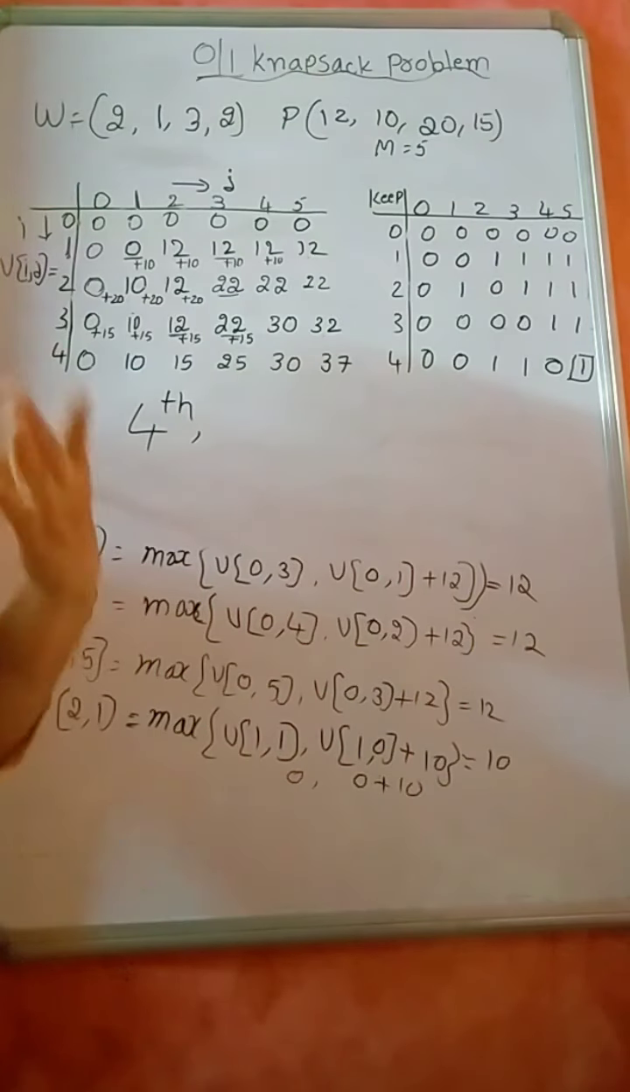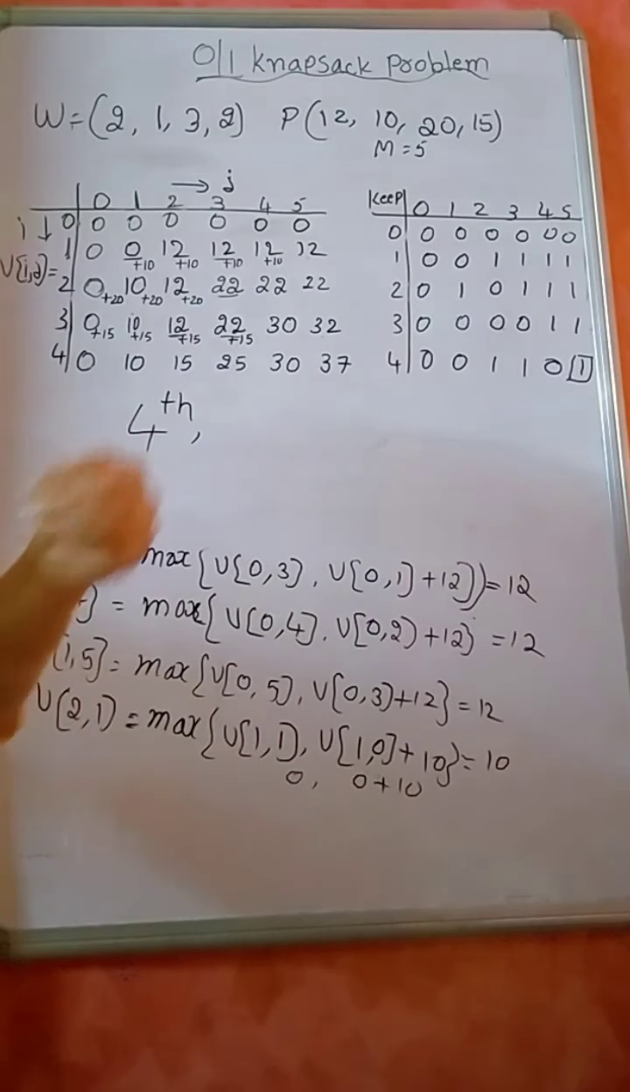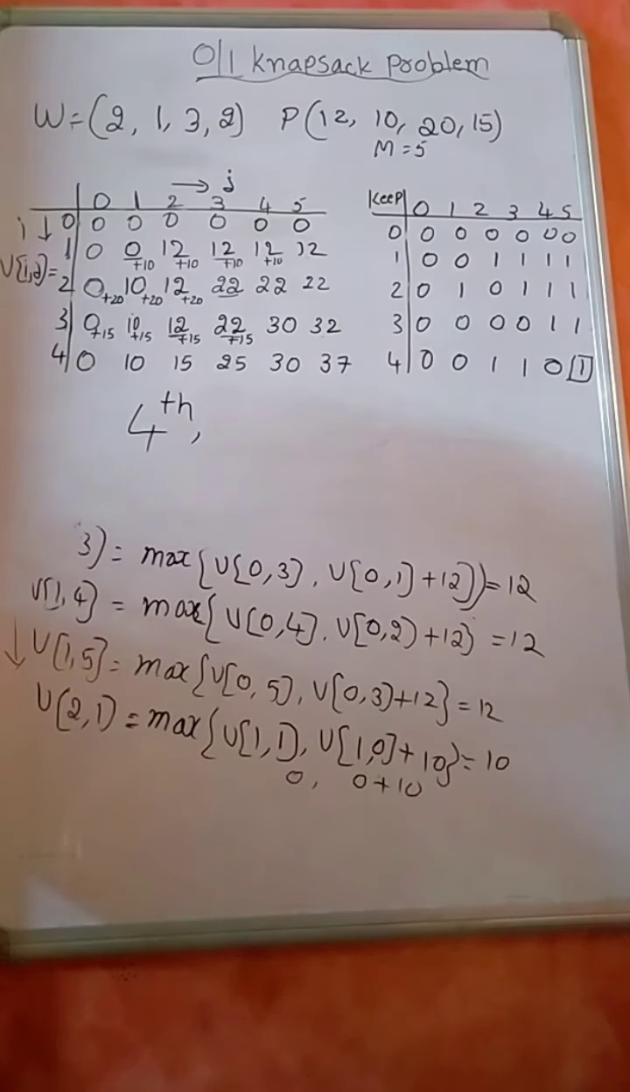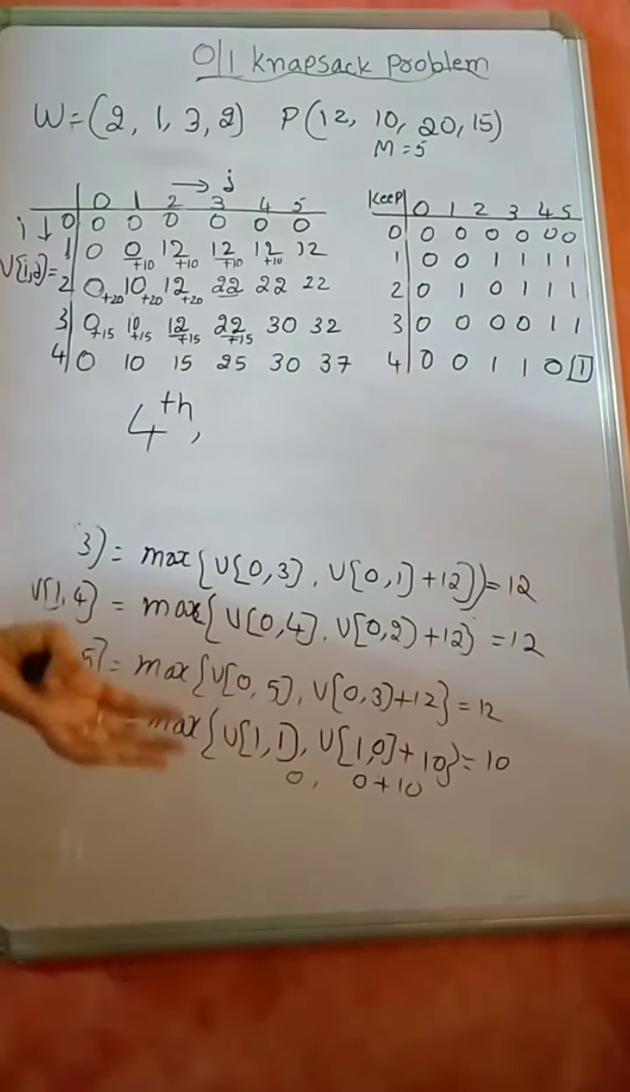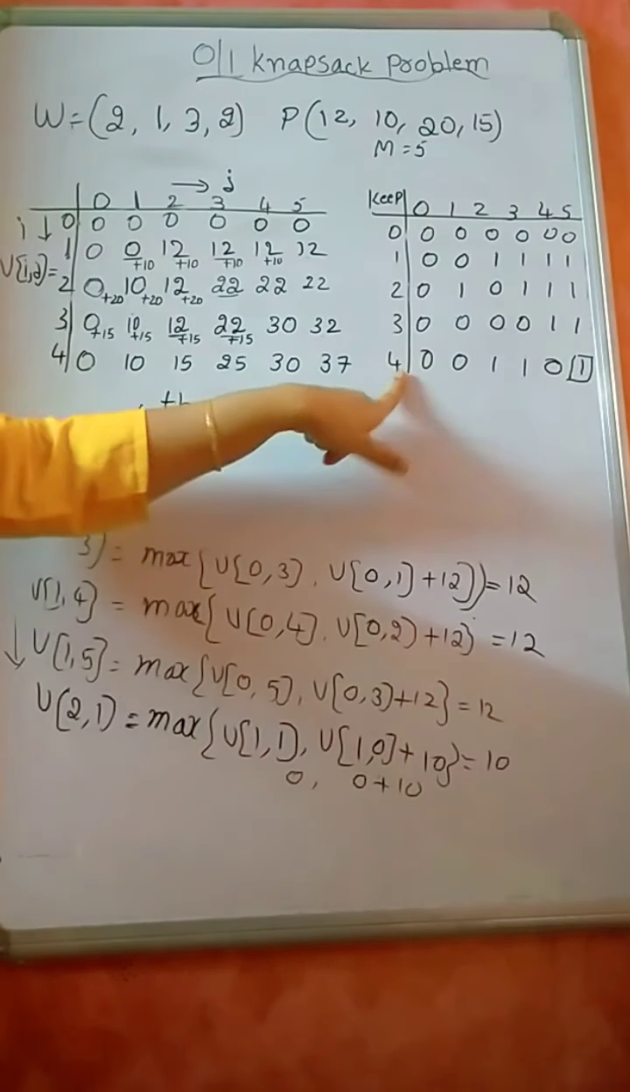We are coming in this 0-1 knapsack problem from the last object. I am not considering whether the first object is selected, then the second, or the third. We are coming from the last: whether the fourth object is selected or not, then the third object is selected or not, then the second, then the first. So if the last entry is 1, what does it indicate? The fourth object is selected.